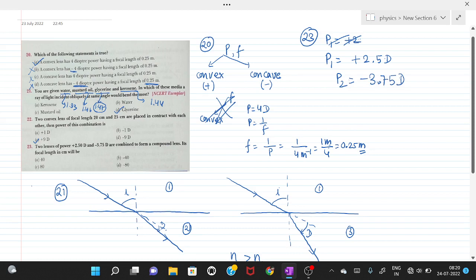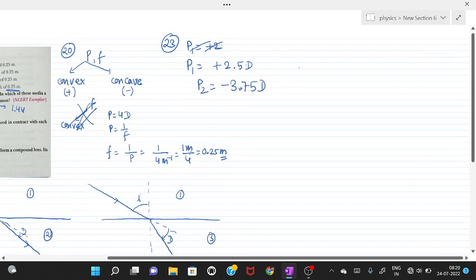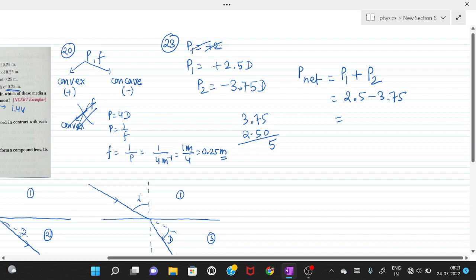We want the combined focal length. So first we will find P net. We know that P net equals P1 plus P2. So we will add both. P1 is 2.5, P2 is minus 3.75. If we simplify this, we get 1.25. So it is minus 1.25 diopter. It is the power of combination or net power.